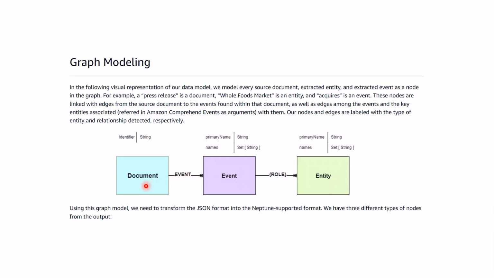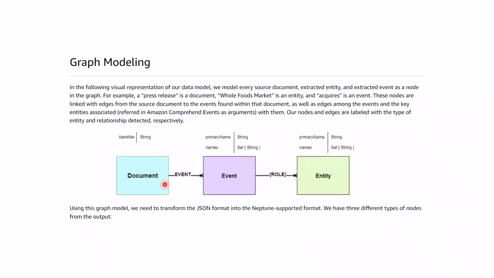Remember, we're using our existing knowledge graph here, not the RAG process that we described. So a document in this case is a full press release. Inside that press release, Amazon Comprehend Events identified one or more events, and each one of those events has a number of entities that are associated with that event, and each with a role.